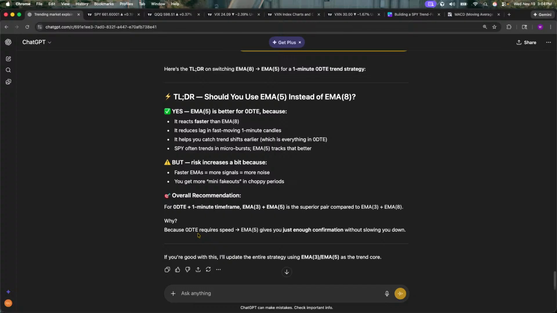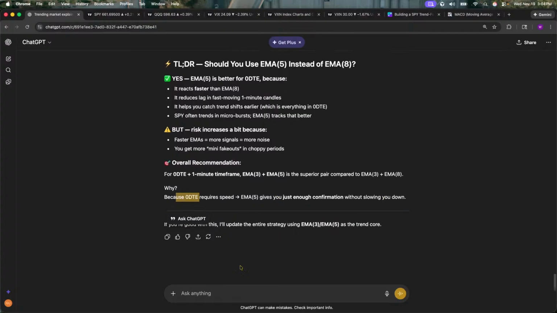Why? Because 0 DTE options expire the same day and require speed. EMA 5 gives you just enough confirmation without slowing you down. So we're good with that. Okay, perfect, so we are moving forward with EMA 3 and EMA 5 in addition to everything else for the entries.